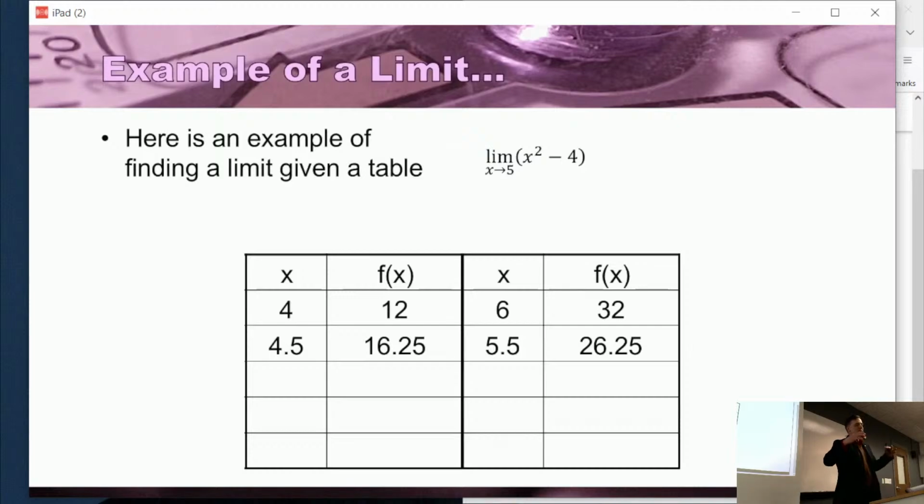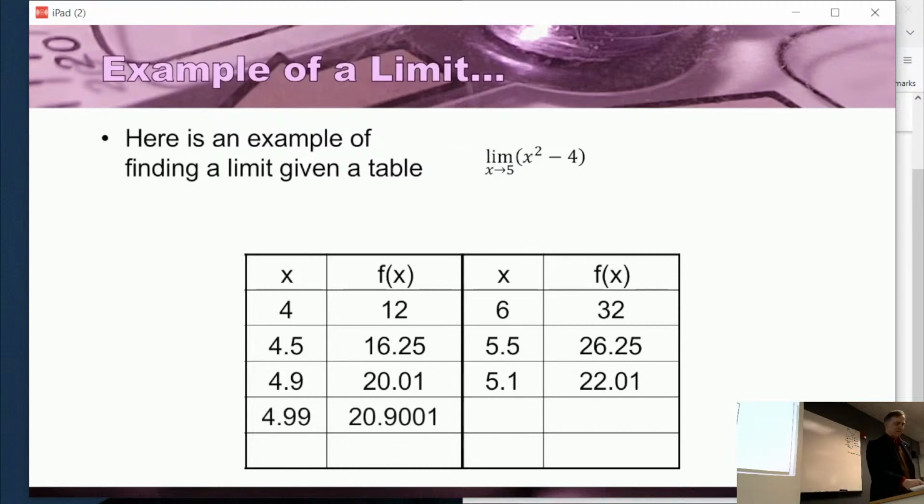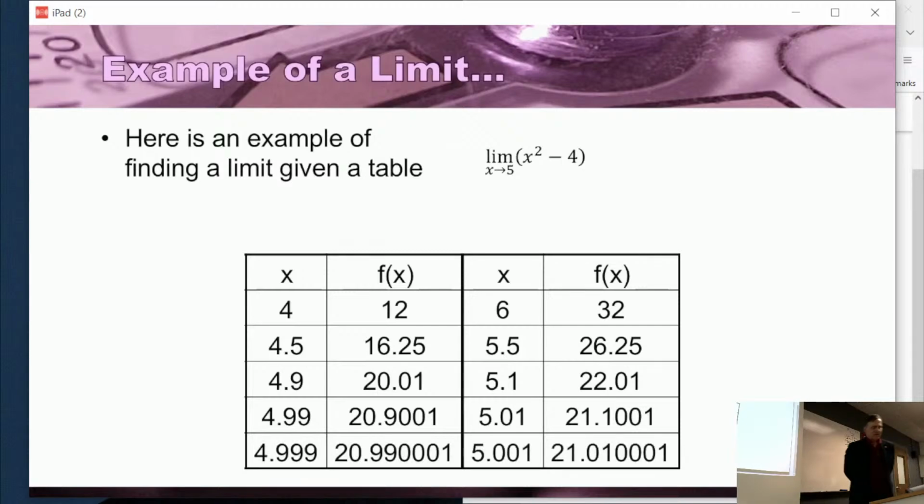Notice what's happening is that the function values are getting closer and closer to a special number. You probably know what that number is, but let's just pretend that we don't. If I plug 4.9 into my function, x squared minus 4, I get 20.01. If I plug 5.1 into this function, I get 22.01. We're almost done. Let's just go to the end here. So do you see what's happening?